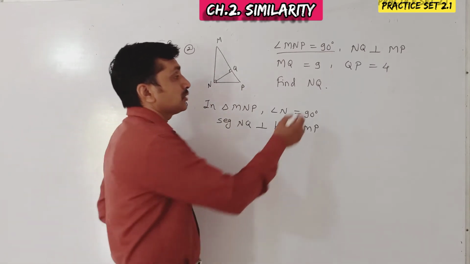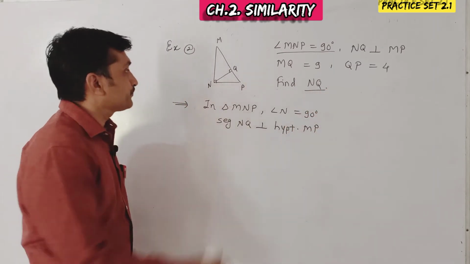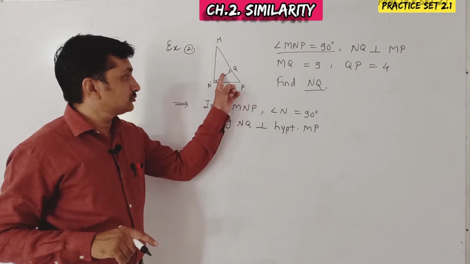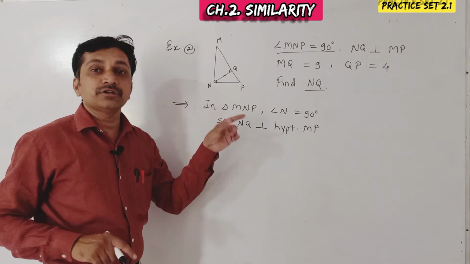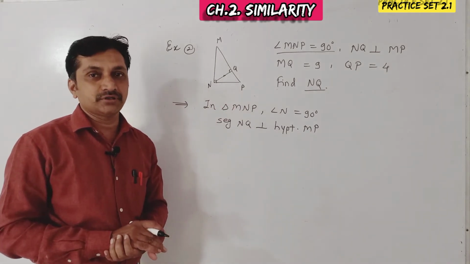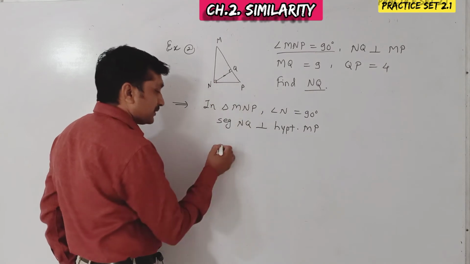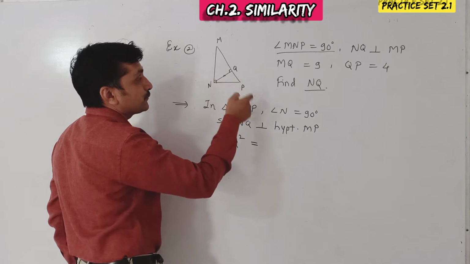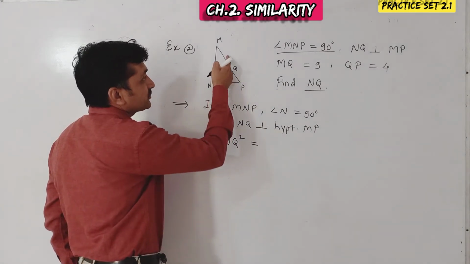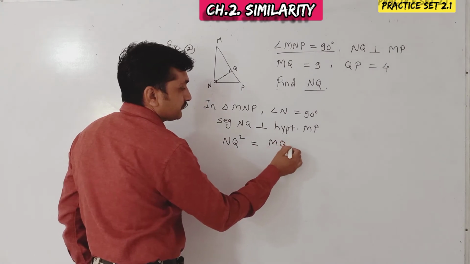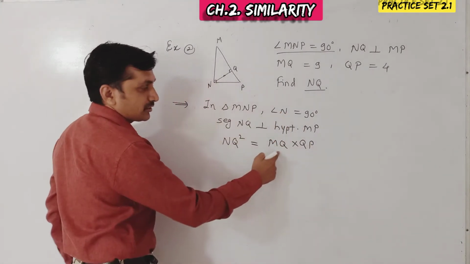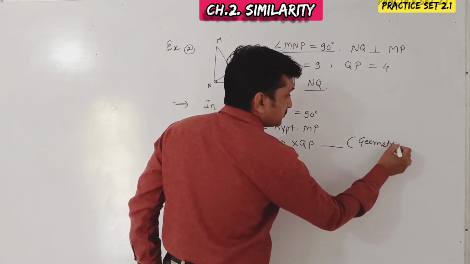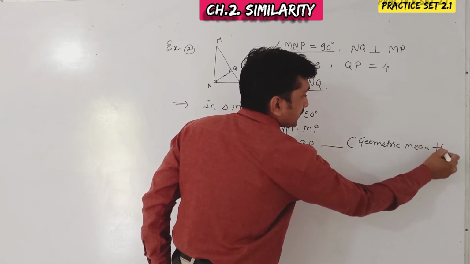Now what do we want? We want NQ, and NQ is here the altitude. If you want the altitude and the condition is like this, then you have to use the geometric mean property. And what is the geometric mean property? Perpendicular square, means NQ square, is equal to the product of segments of the hypotenuse, and which are the segments of the hypotenuse here? MQ and QP. Therefore MQ multiplied by QP, product of segments of the hypotenuse. And here the reason is the geometric mean theorem, or you can write geometric mean property.